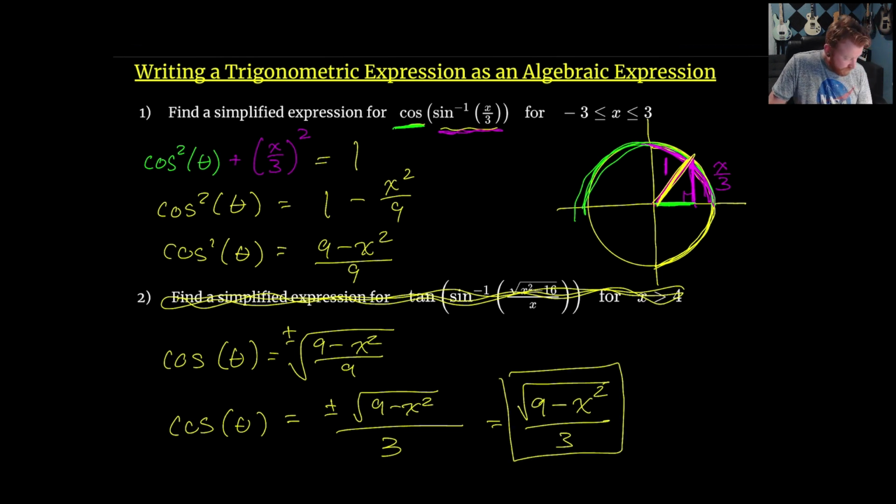So this is the cosine of the sine inverse of x over 3. So there we go. We have turned this trig expression into an algebraic expression. So in calculus, we could then go use this algebraic expression to take an integral or derivative or whatever we want to do from there.